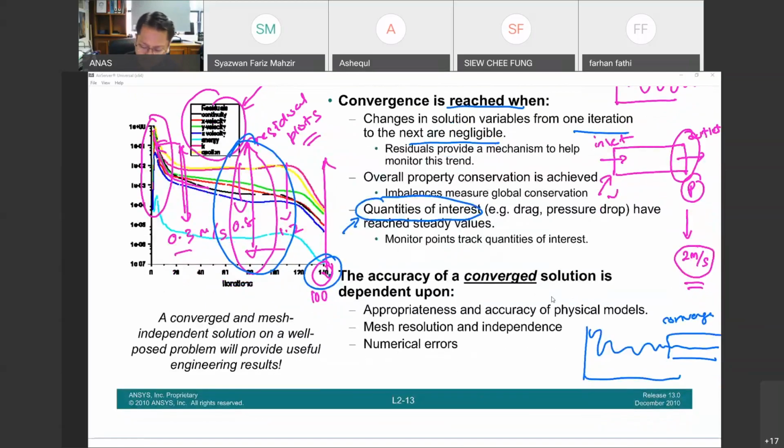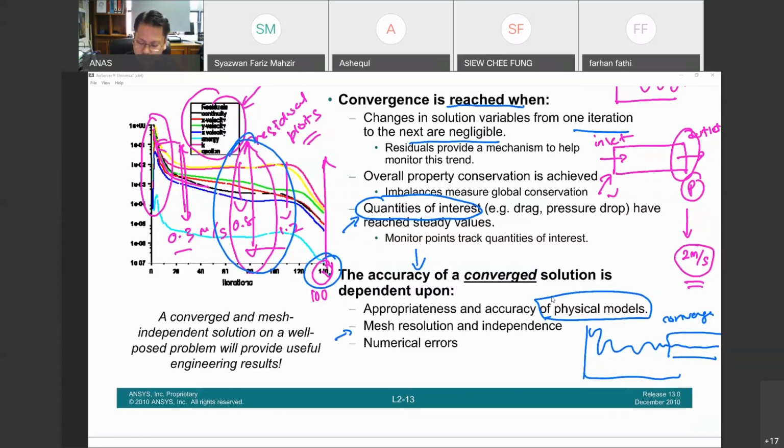But more importantly here, the accuracy of the converged solution depends upon the appropriateness and accuracy of the physical model. Remember, you can have all sorts of mechanisms to check your calculation, but if your physical model is poorly constructed, or the domain is not right, then it's no use. So you need to go back to the first start, identify your problem, your domain, all the steps. It has to be done properly and correctly.